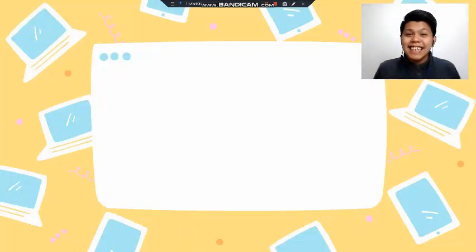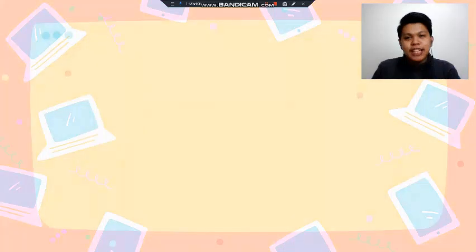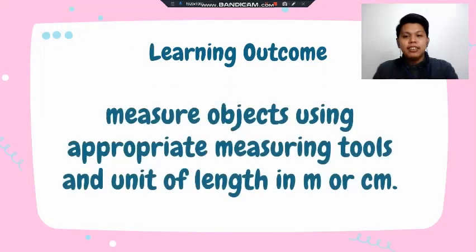Kids, it's math time. So let's start. Our lesson for today is all about measuring objects using the appropriate measuring tools and unit of length in meters and centimeters.